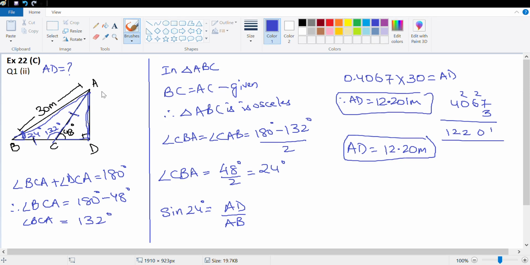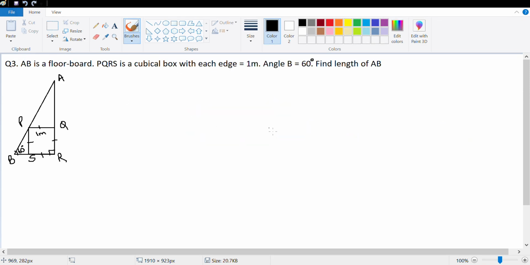The next question that we do is question number 2. Oh, I've written it 3, but this is basically question number 2. What does question 2 say? AB is a floorboard, PQRS is a cubical box with each edge as 1 meter. So PQ, QR, RS and PS are 1 meter each. Find length of AB.